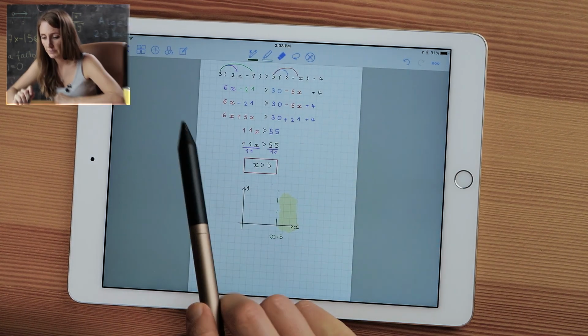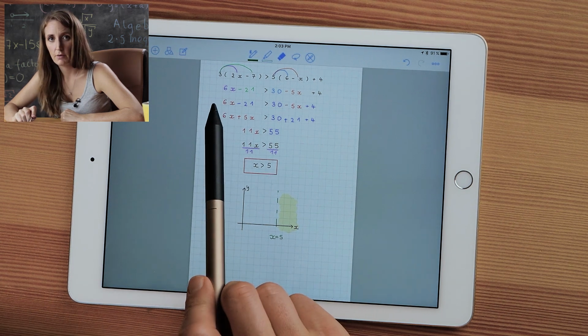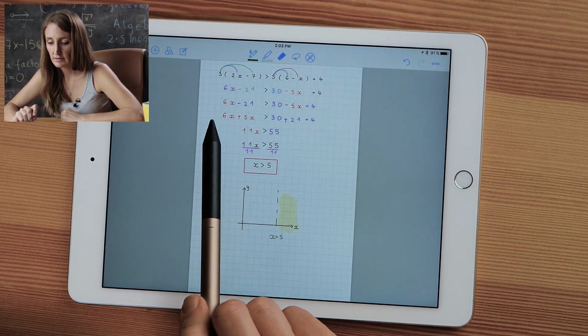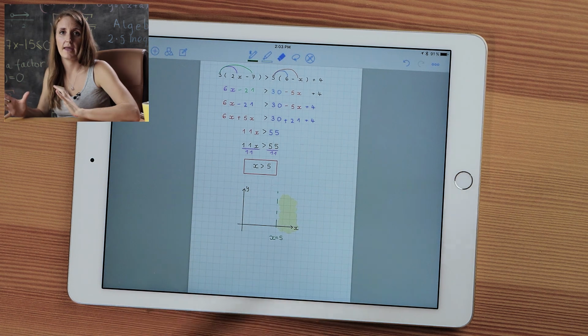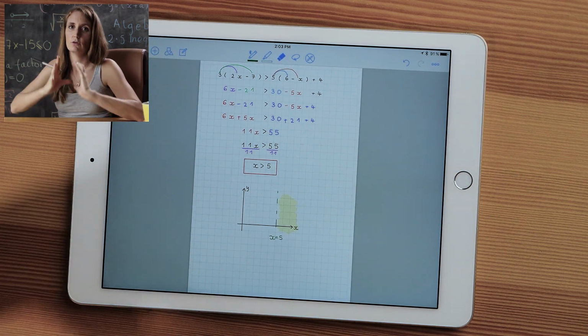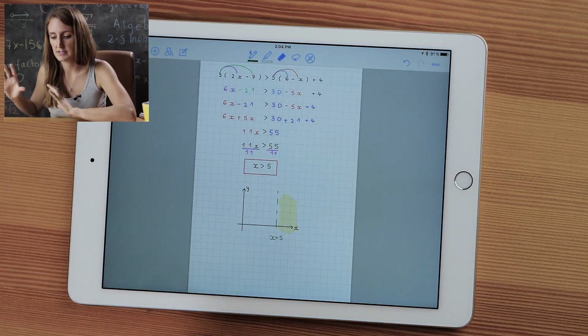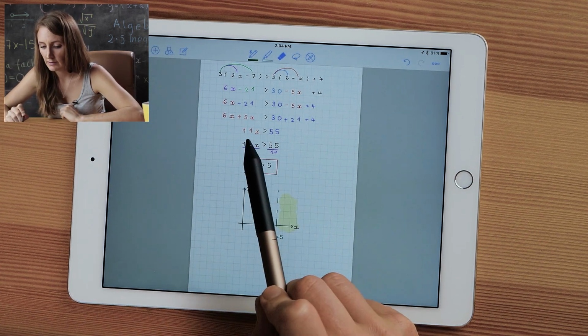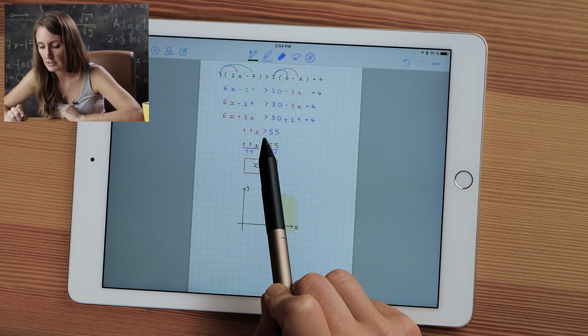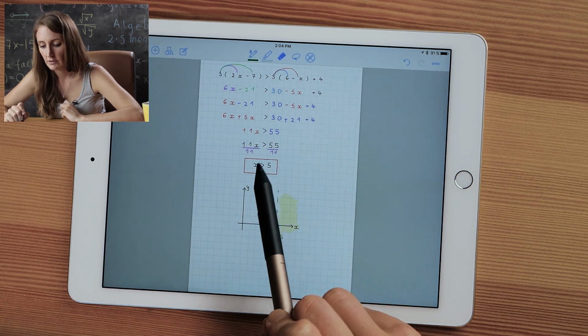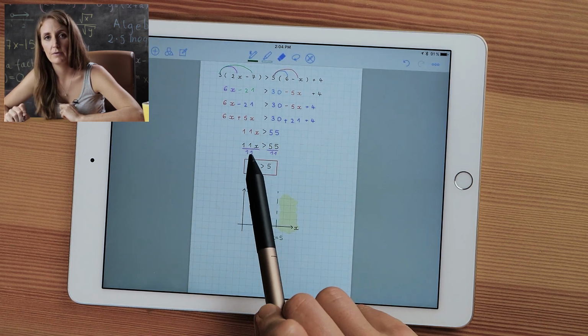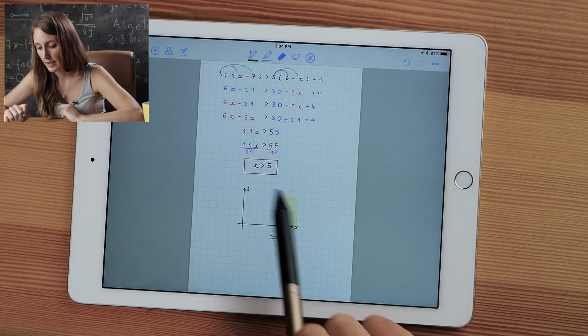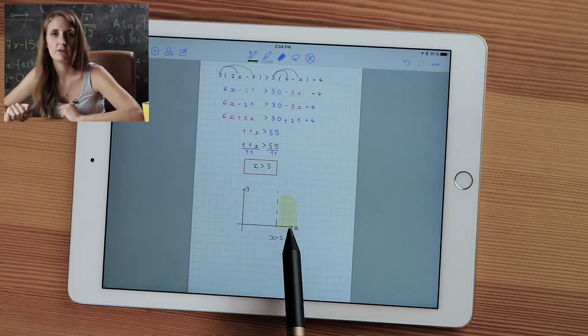Quick recap. First thing we did, multiplied out all the brackets. Second thing we did is we put all of the like terms together, so all of the x's onto one side and the numbers onto the other side. We added that up and simplified it, and in the end we ended up with 11x is greater than 55. To solve for x, we had to divide both sides by 11, and then we just did a little diagram so that we can visualize what that would actually look like.